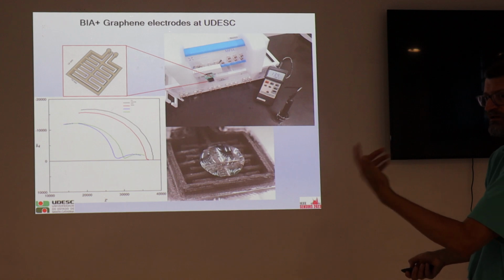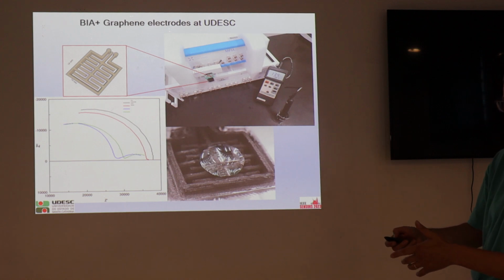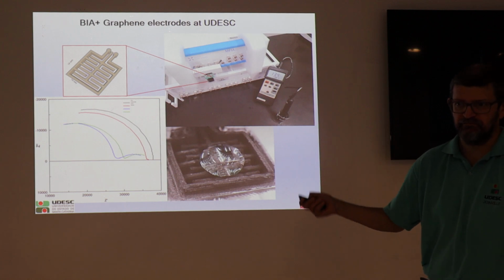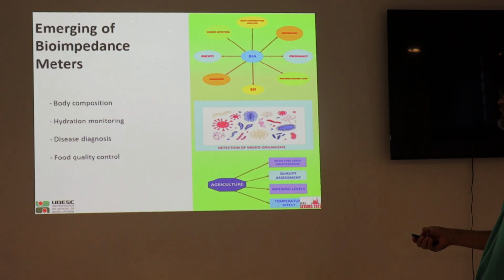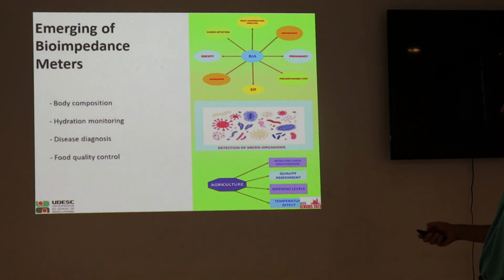So we can extract a lot of information to put in a decision tree algorithm, for example. And that's the emerging of the bioimpedance. Also, hydration, disease diagnosis, as I said.